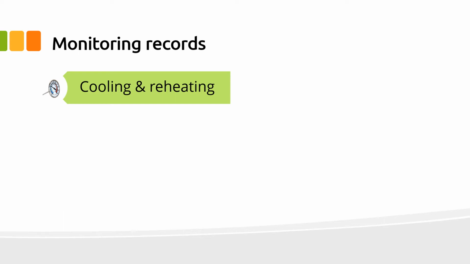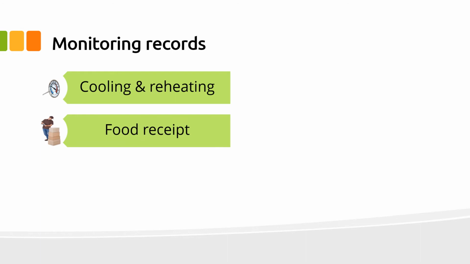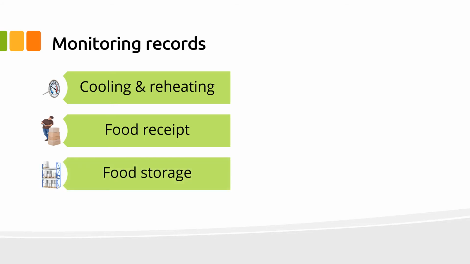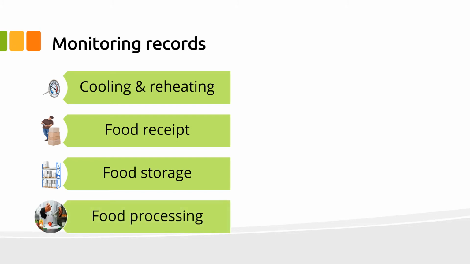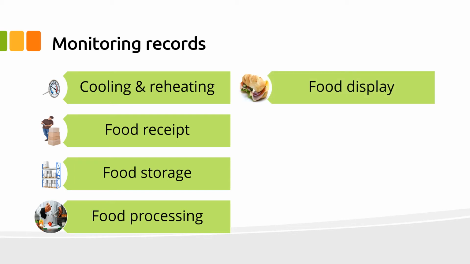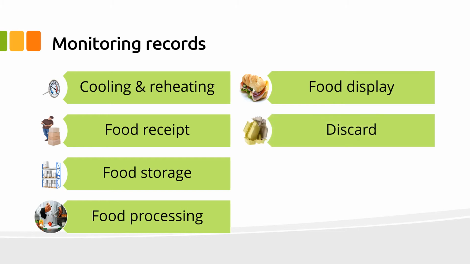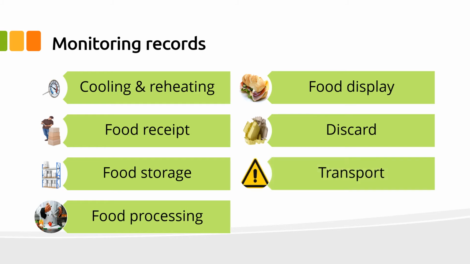Cooling and reheating, for example, production sheets, cooling check sheet. Food receipt, incoming goods record sheet, reject goods incident form. Food storage, cold storage temperature records, dry storage temperature records. Food preparation or processing, production sheets. Food hot or cold display, holding temperature check sheet. Food discard, wastage sheets. Food transport and dispatch, dispatch records.